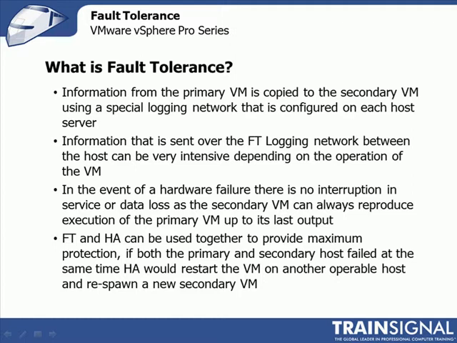Fault tolerance and HA can be used together to provide maximum protection. If both the primary host and secondary host failed at the same time, HA would restart the VM on another operable host and respawn a new secondary VM.